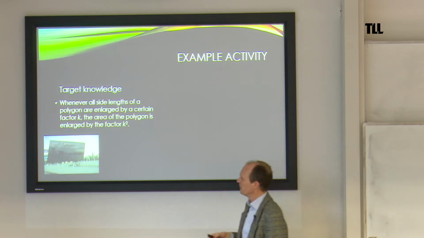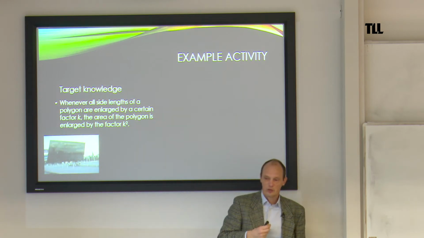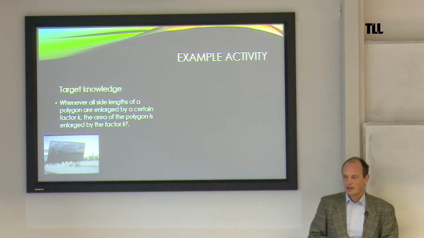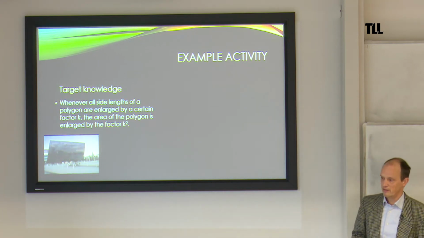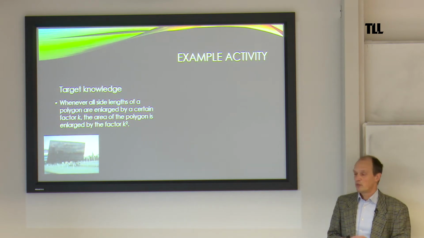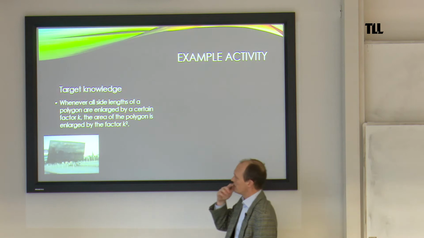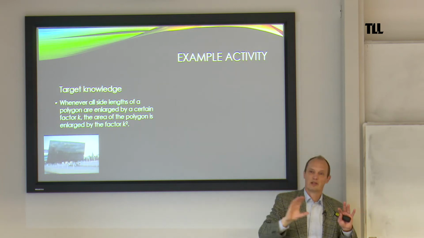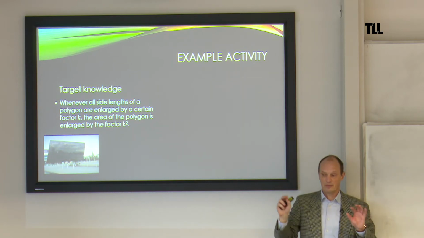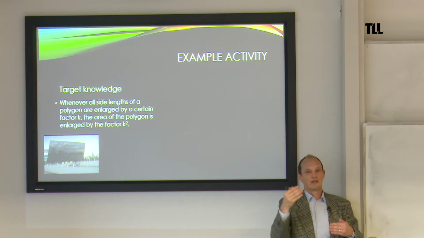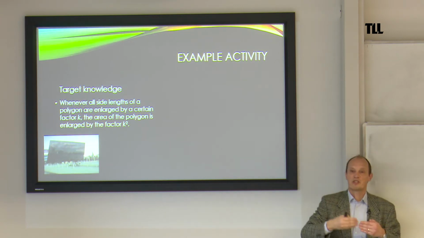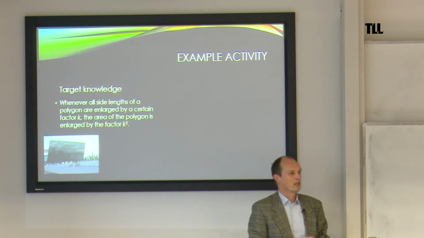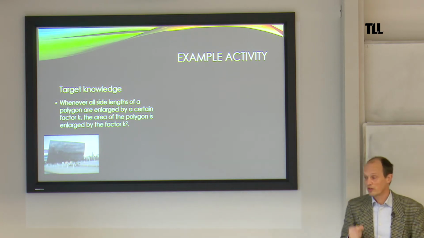It was about enlargement, and the target knowledge was: whenever all side lengths of a polygon are enlarged by a certain factor k, then the area of the polygon is enlarged by the factor k squared. That was the target knowledge, and what we described in the scenario is that you can start with a picture of buildings, where the buildings have a kind of polygon area on the picture, and then provide different versions of the same picture with different enlargement factors, and let students work on it to see to what extent they can find what's going on there.